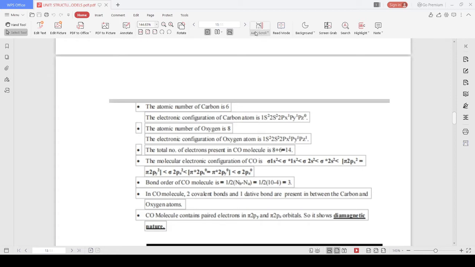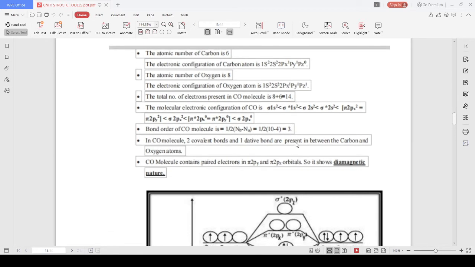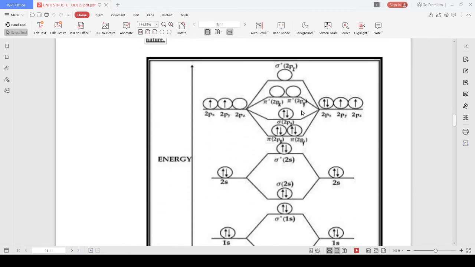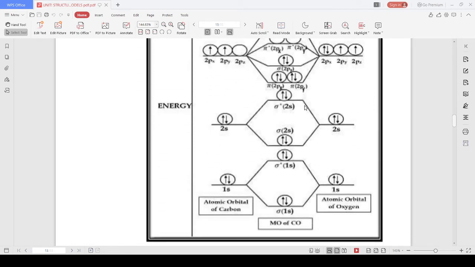At the same time, here is the energy level diagram. One side is the atomic orbitals of carbon, the other side is the atomic orbitals of oxygen, and in the middle are the molecular orbitals of carbon monoxide. First, the atomic 1s level is the atomic orbital of carbon. One electron goes to the sigma orbitals, the molecular orbitals.